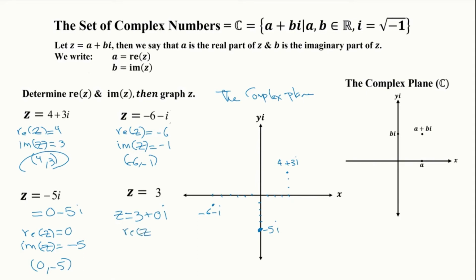So the real part of z here is 3, and the imaginary part is 0. So we just have to start at the origin and we go to the right 1, 2, 3 units. So there is the graph of 3, as you would expect, right? Now here's the interesting thing. A complex number whose real part is 0 is going to fall exactly on the y-i axis, and that's why we call it a pure imaginary number. So a number like -5i is called pure imaginary. We'll look at that definition again soon.